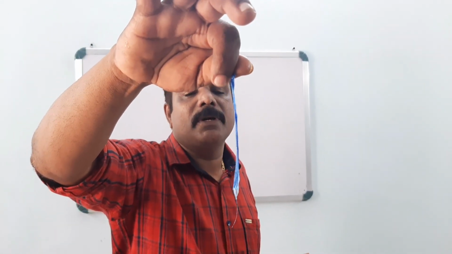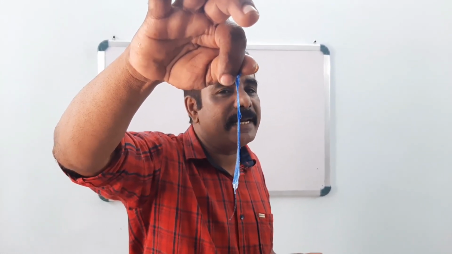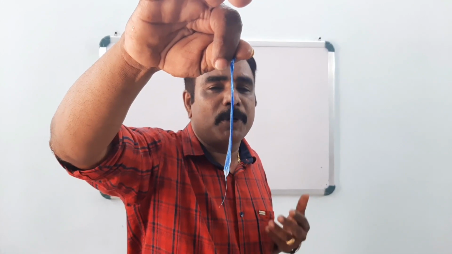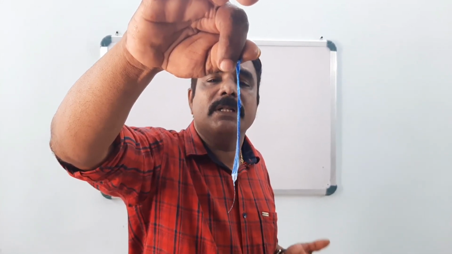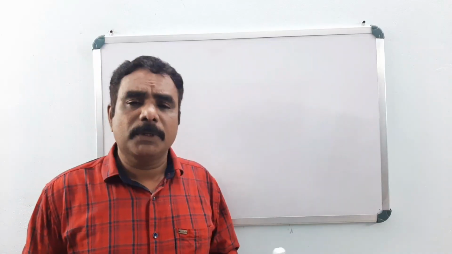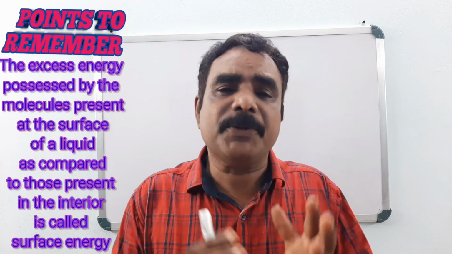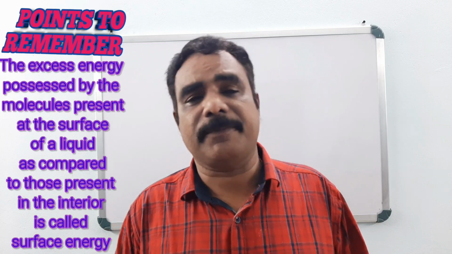This is what we said in the beginning. The free surface of a liquid behaves like a stretched membrane. Because of that, we say liquids have the property of surface tension. From these simple experiments, we now have become well aware of the behavior of the water surface. It behaves like a stretched membrane, trying to minimize its area. This is what is called surface tension.